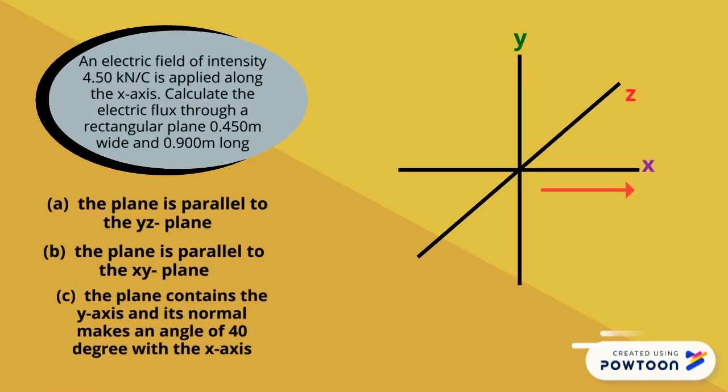What you want to ask yourself is, what is the angle between this area vector and the electric field vector that we had drawn just a moment ago? And hopefully we can see that the angle between these two vectors is actually 0 degrees. So for part A, we're going to be plugging in 0 degrees for theta, and we have the electric field given to us.